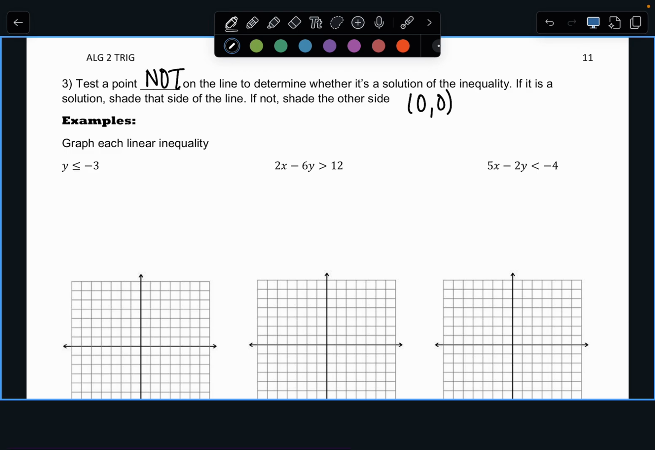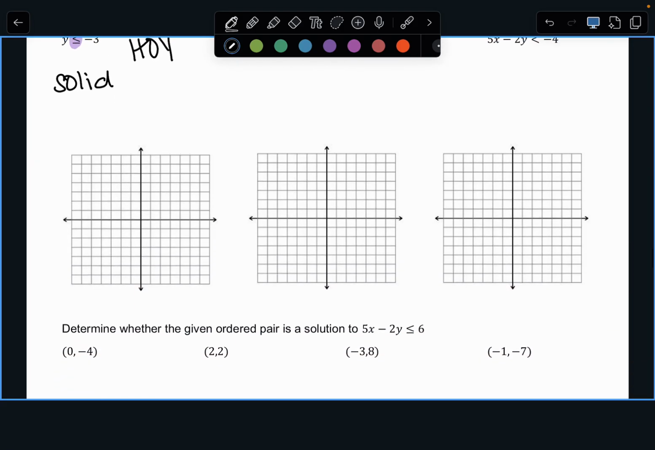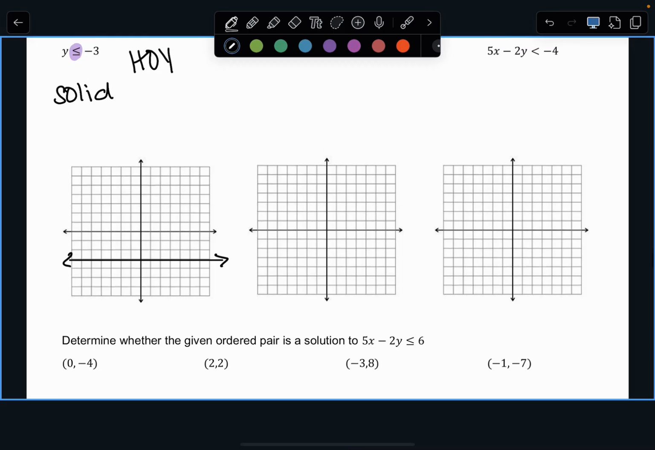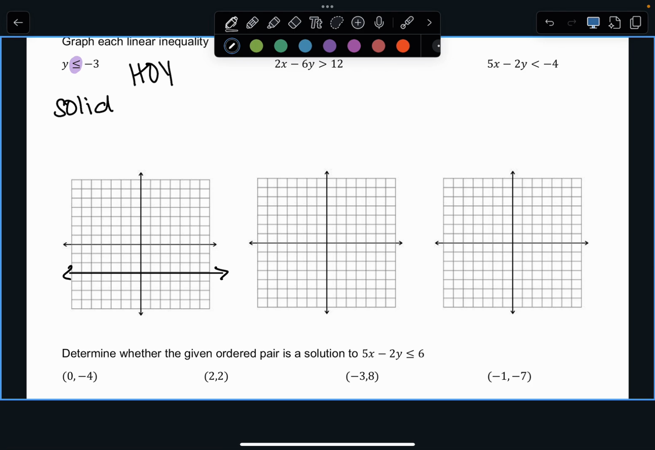So, let's do it. This first one, going back to HOY VUX. Is this HOY or VUX? HOY, so a horizontal line. Should it be solid or dashed? Solid, because of this symbol right here. So step 1 is I'm going to draw a solid horizontal line at y = -3. That's step 1.